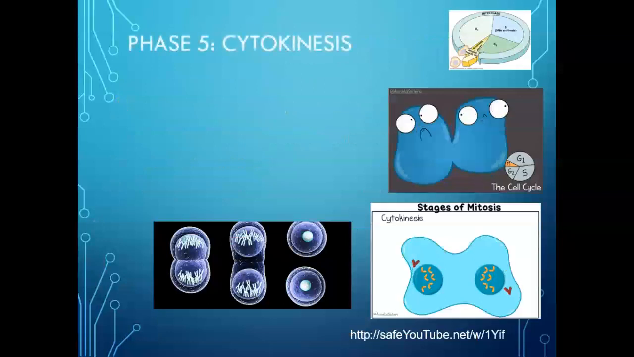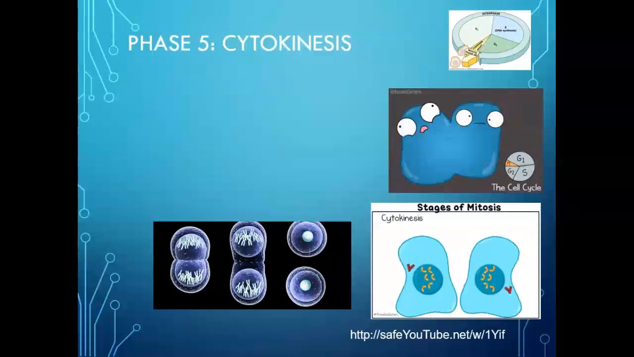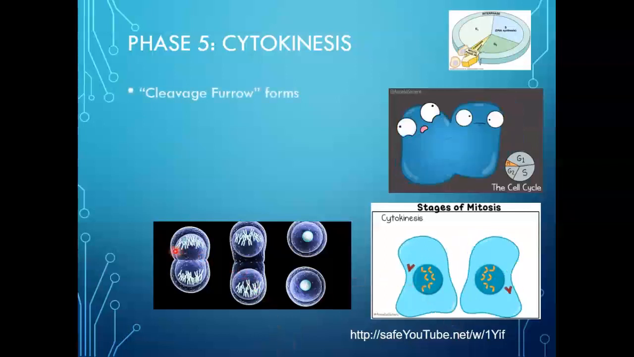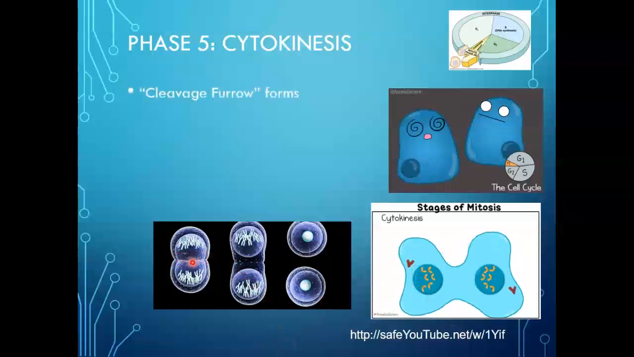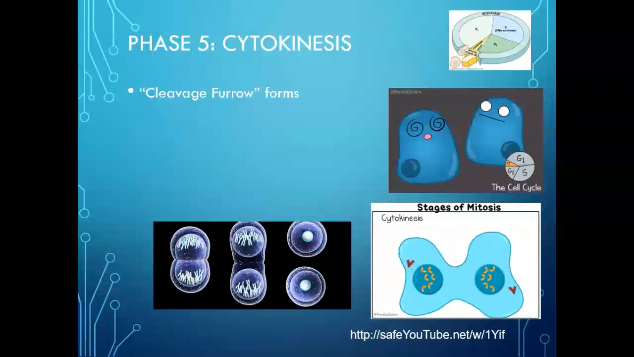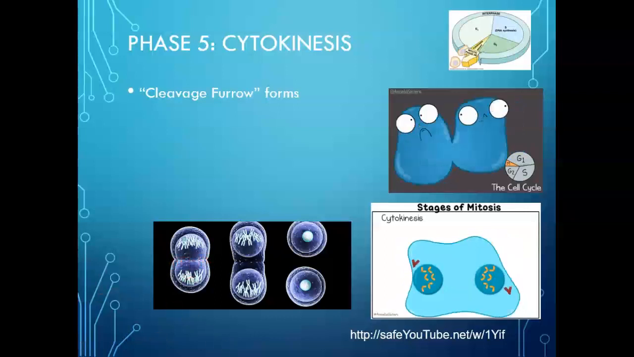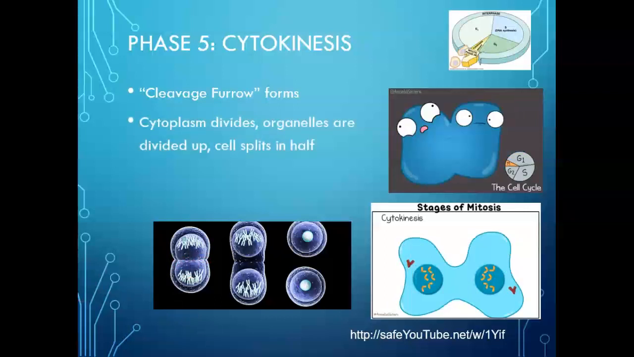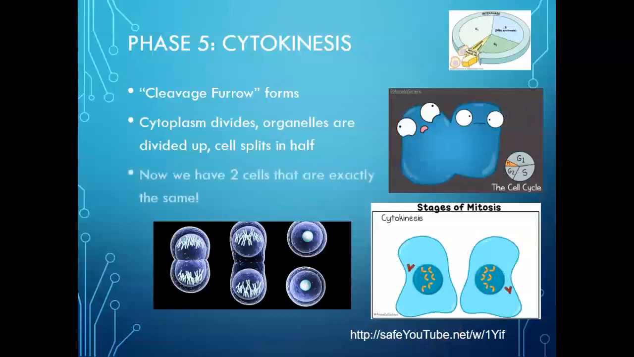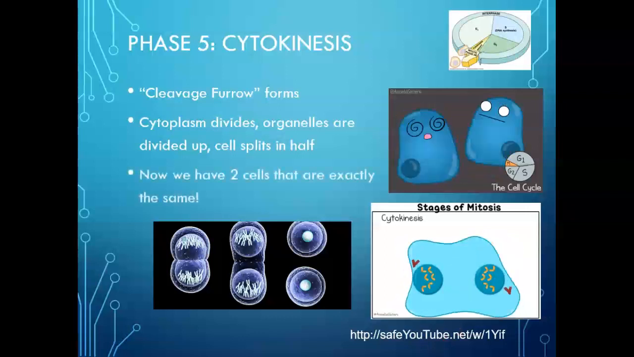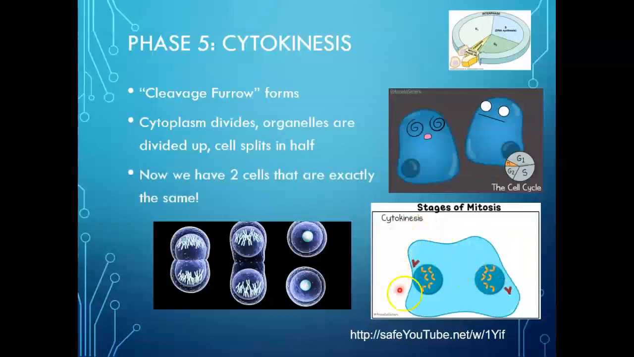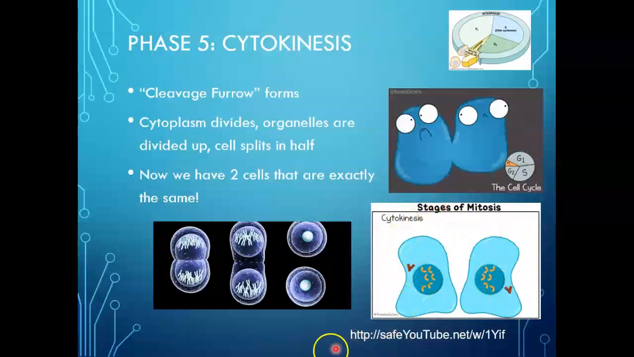So that last and final phase is called cytokinesis. And in cytokinesis, the cleavage furrow begins to form, which is what you see here as this cell membrane starts to pinch together. It's not my favorite term, but that is the official term, a cleavage furrow. The cytoplasm divides, organelles are divvied up, and the cell is going to split in half. So at the end, we have 2 cells that are exactly the same. And you can see here why I chose to cover cytokinesis separately. It's a whole other little process.